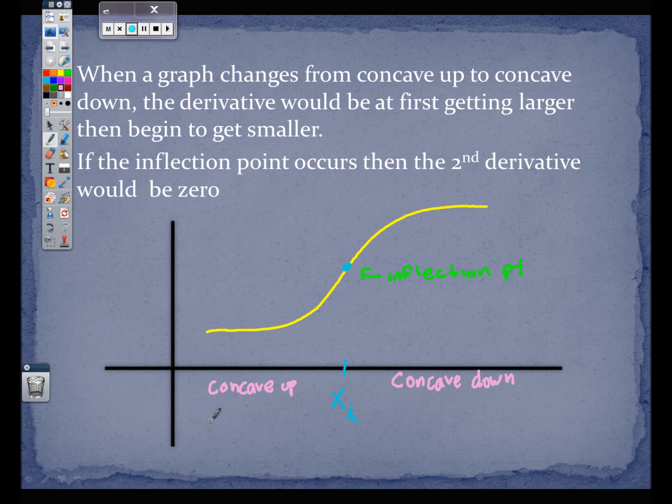We notice that in the beginning, the first derivative, f prime, is increasing, and that f double prime is greater than 0 or positive. At the inflection point and then after, f prime, the first derivative, is decreasing, and f double prime is less than 0. So what happens to f double prime precisely at xi? Well, it's going to have to equal 0 when it switches over from concave up to concave down.